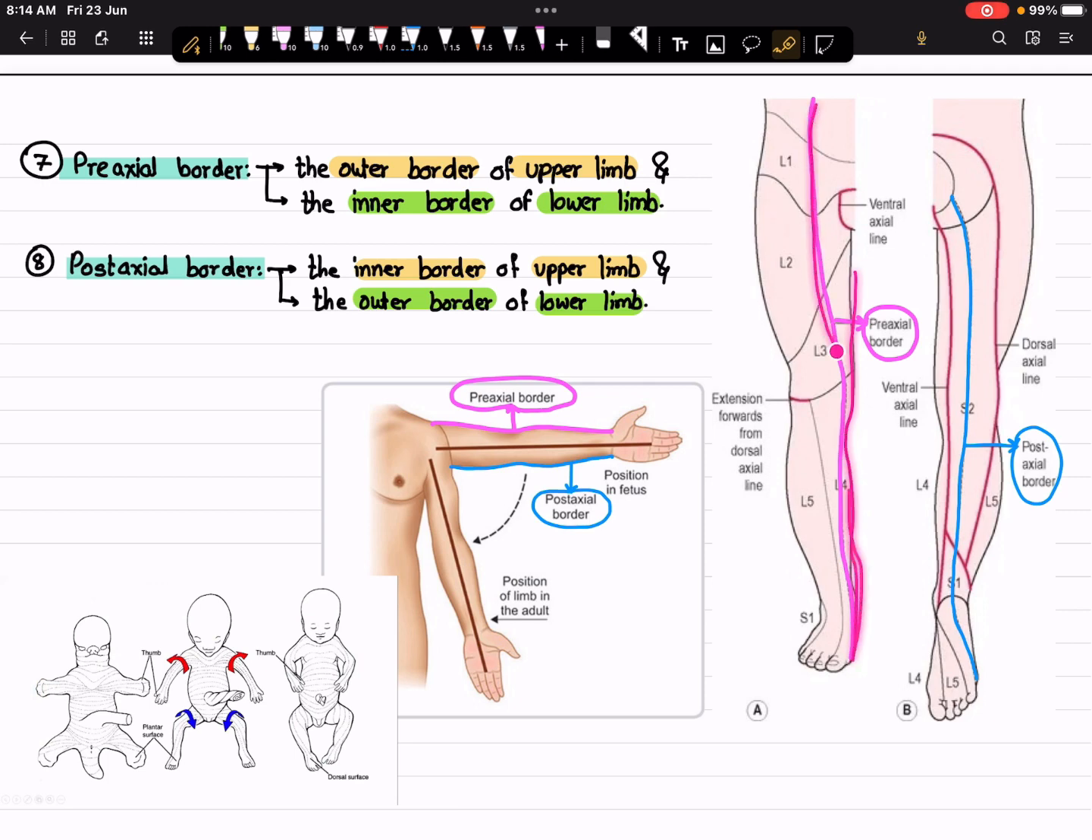This is the preaxial border, and as you can see, it is getting traced towards the inner border of the lower limb. And this is the postaxial border, and it is getting traced towards the outer border of the lower limb. So when it comes to the lower limb, the inner border is the preaxial border and the outer border is the postaxial border.